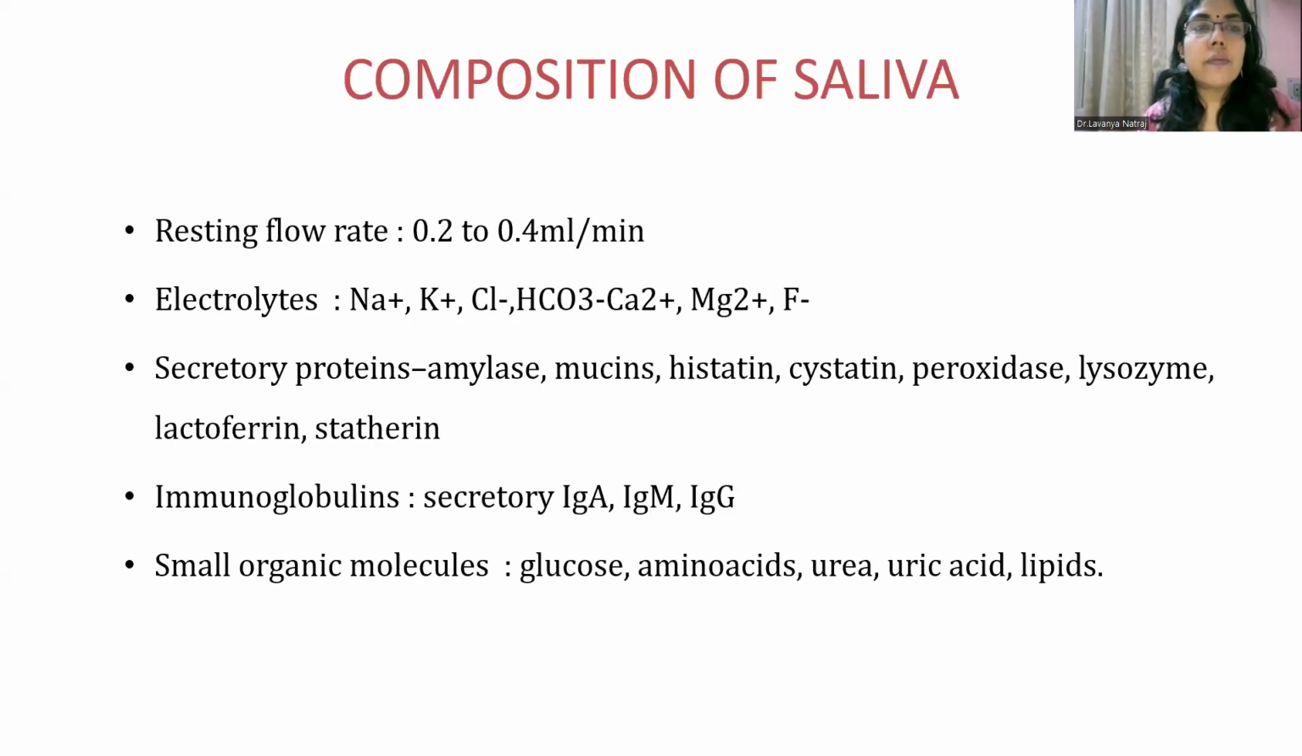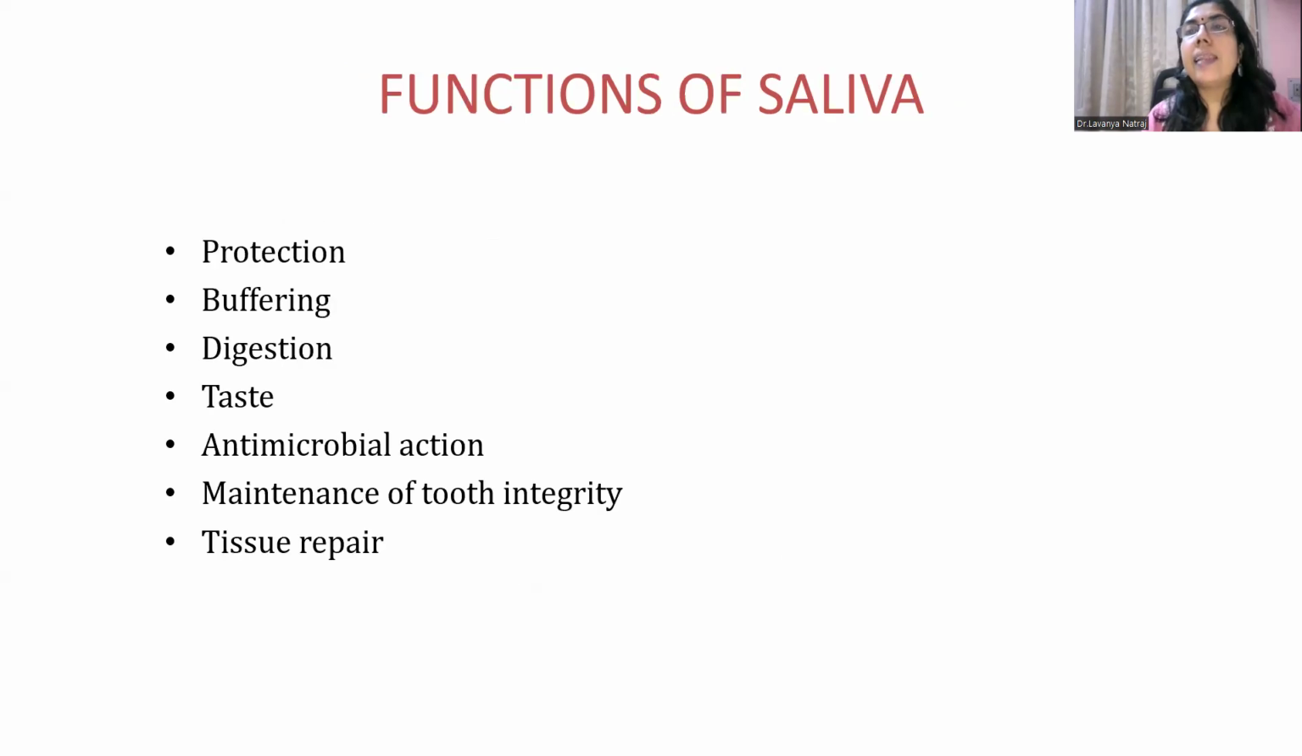Now coming to the composition of the saliva. The resting flow rate of saliva is 0.2 to 0.4 ml per minute. They have electrolytes like sodium, potassium, chloride, bicarbonate, calcium, magnesium, and iron. The secretory proteins contain amylase, mucins, cystatin, peroxidase, lysozyme, lactoferrin, and statin. You have immunoglobulins, whose major function is as antibodies: secretory IgA, IgM, and IgG. And they have small organic molecules also, like glucose, amino acids, urea, uric acid, and lipids.